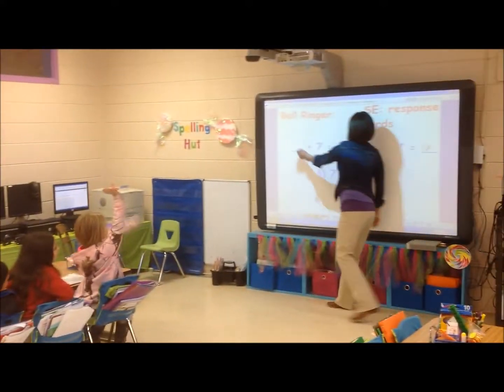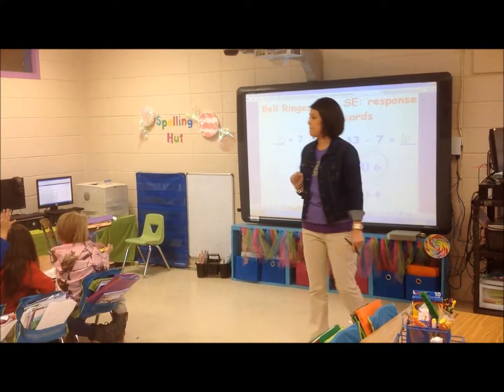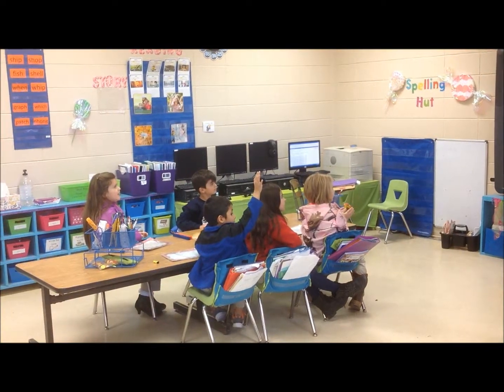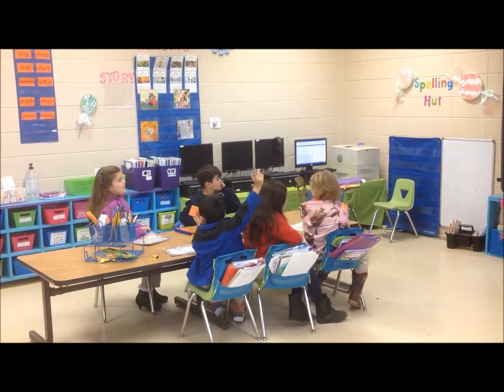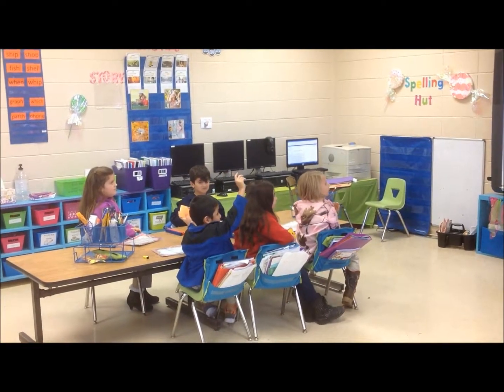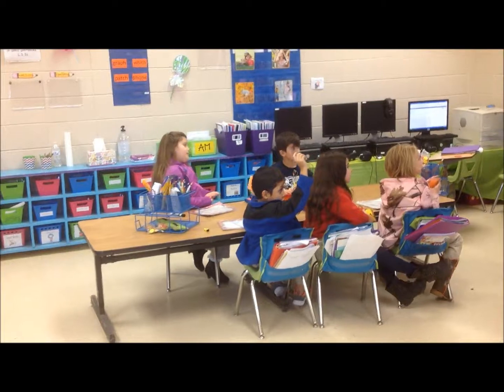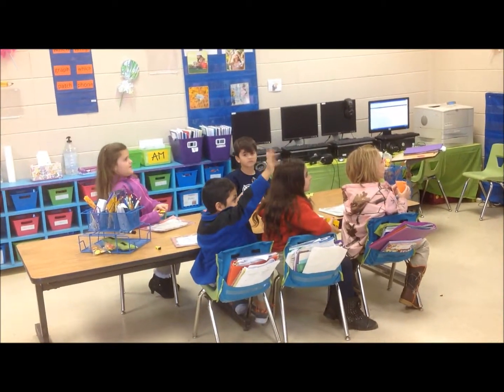How could I have figured that out? What's one way I could have figured out that answer? Allie? Because 7 and 7 equals 14, but all you have to do is take away 1. Excellent. What strategy did you use? You knew that 7 plus 7 is 14. I did plus and then subtraction.